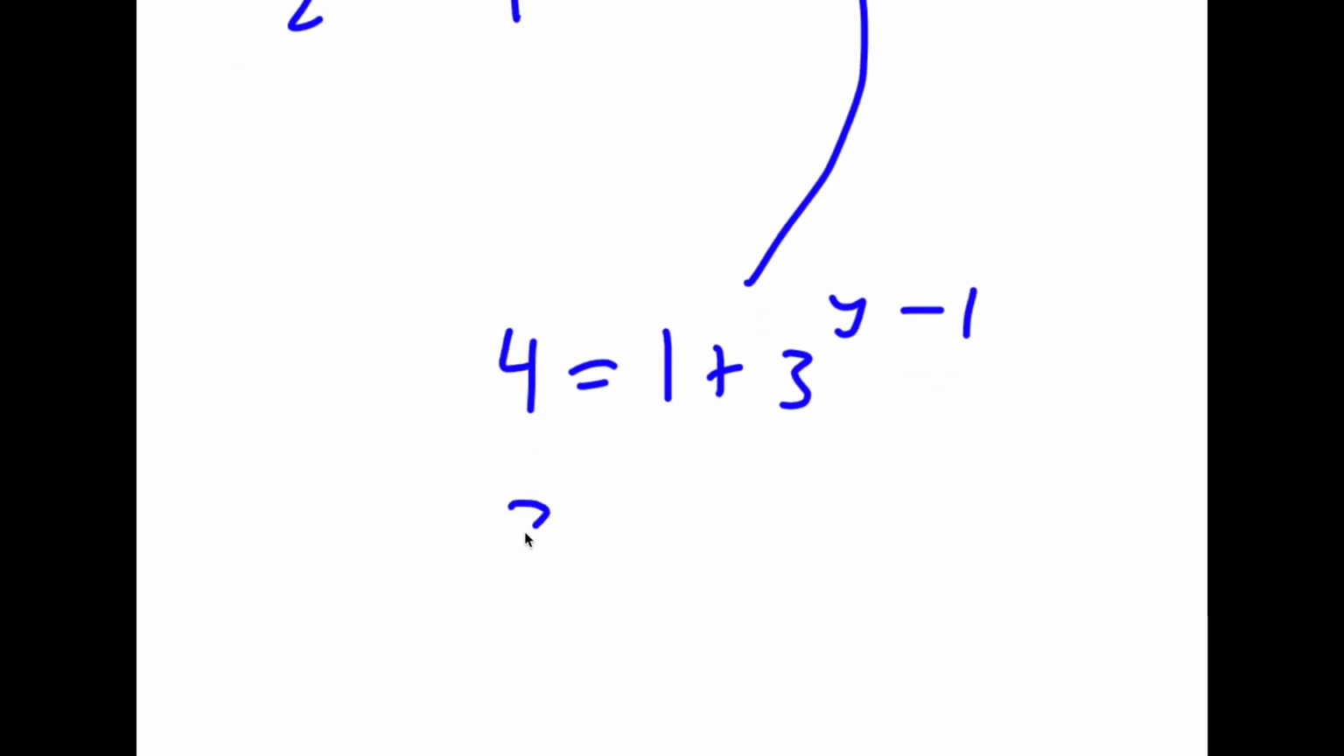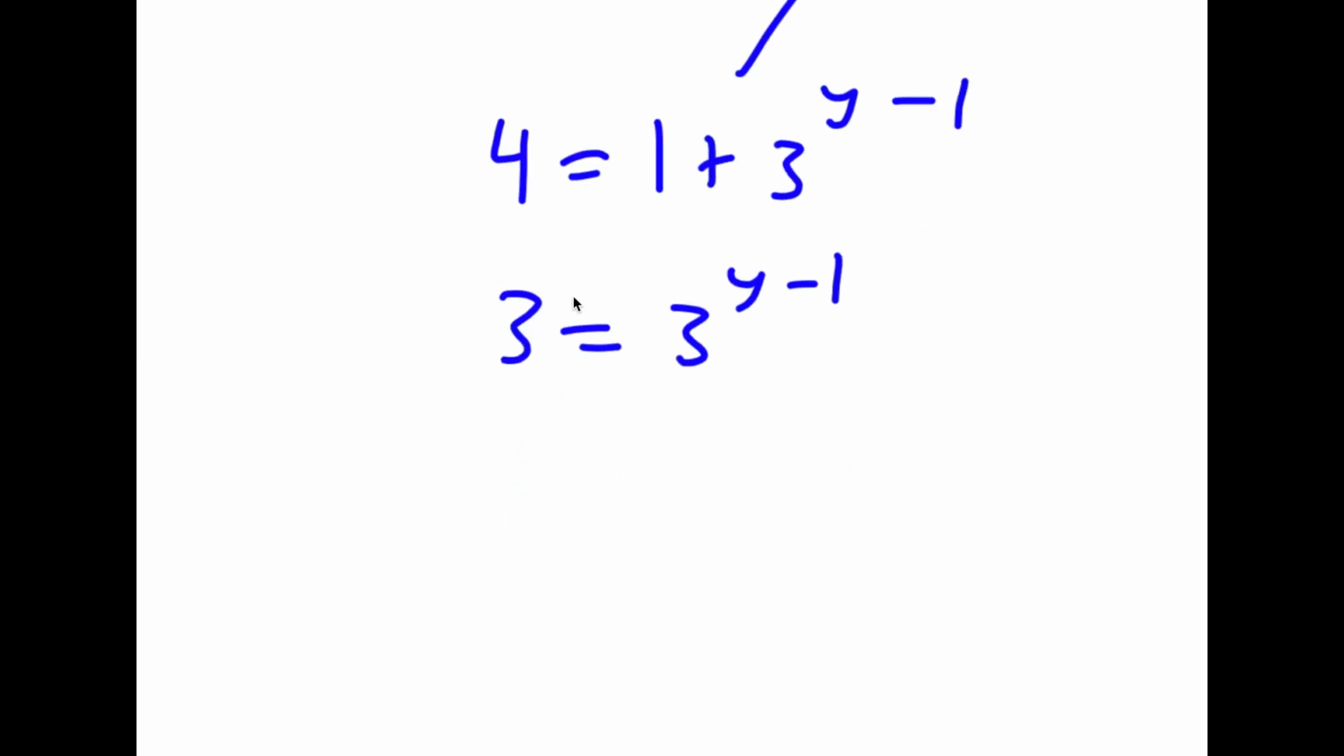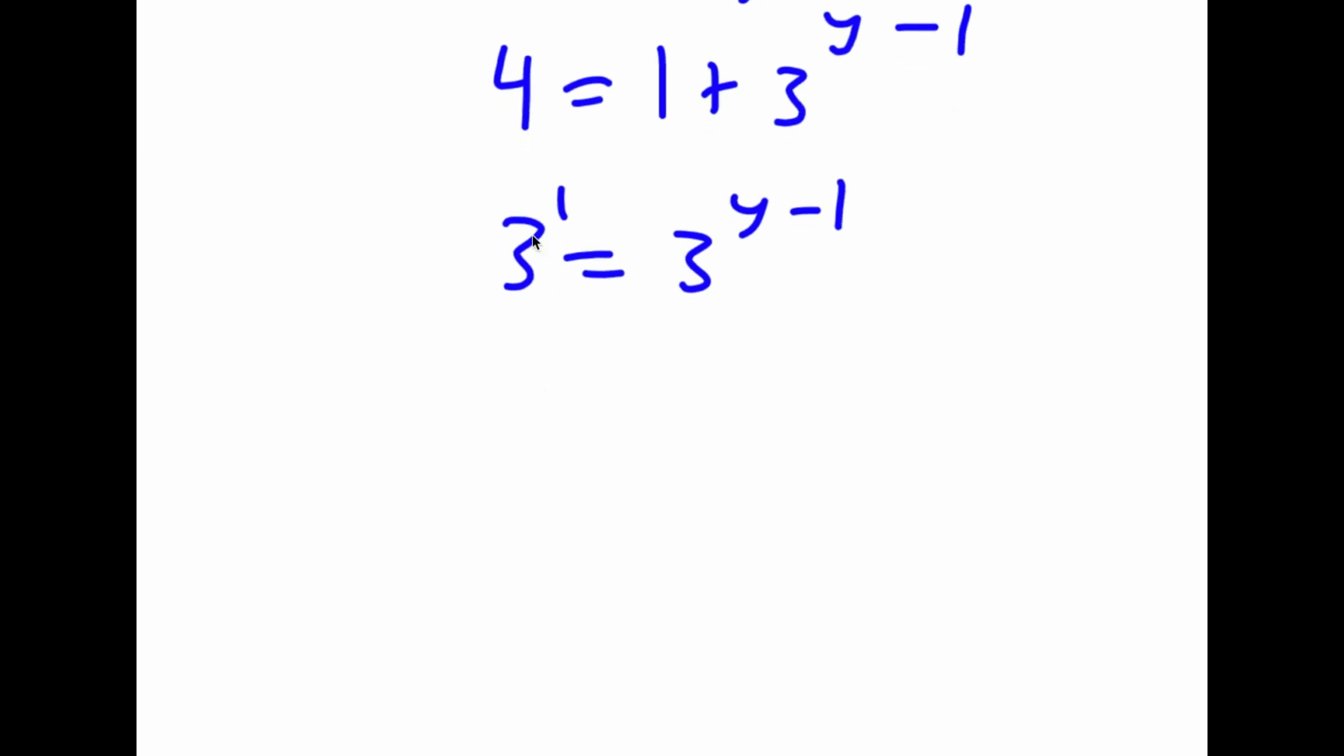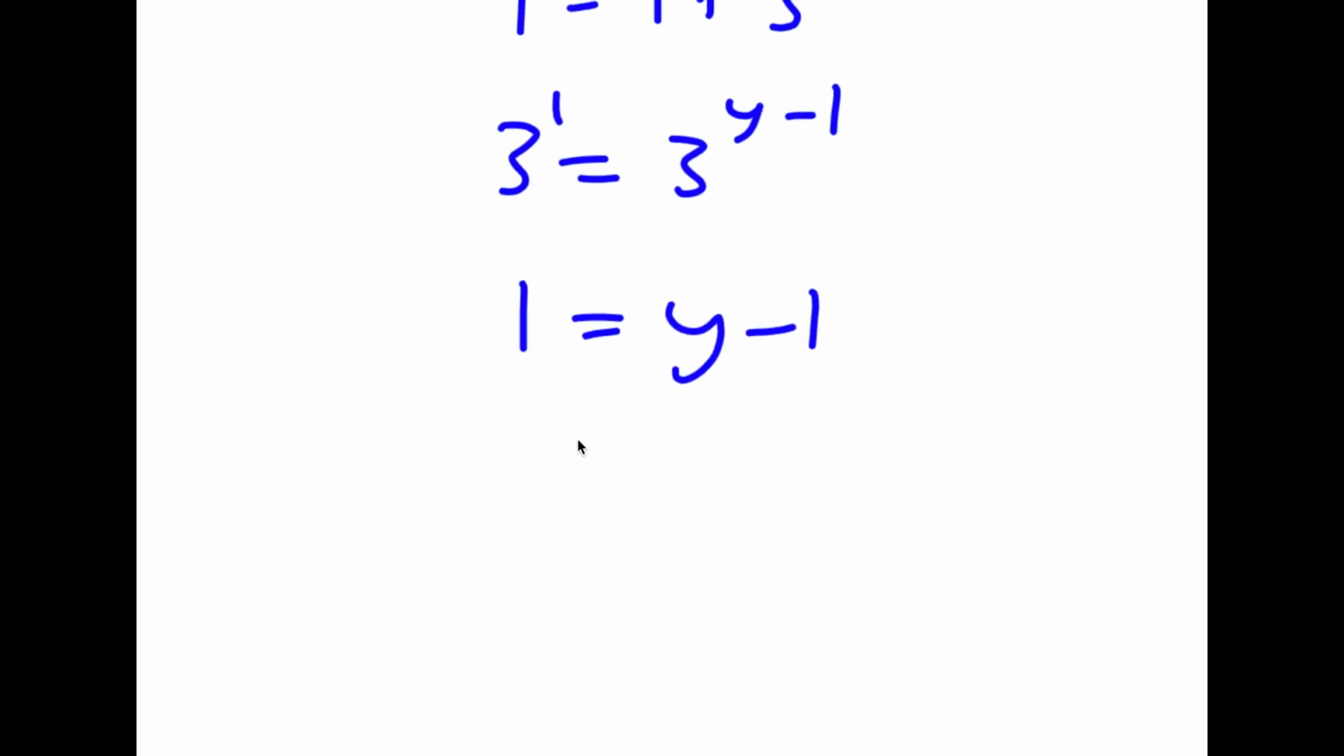Now if I subtract 1 on both sides, I get 3 is equal to 3 to the power of y minus 1. And we want 3 is the same thing as 3 to the power of 1. And since these two bases are the same, this means that y is equal to y minus 1, meaning y is equal to 2.